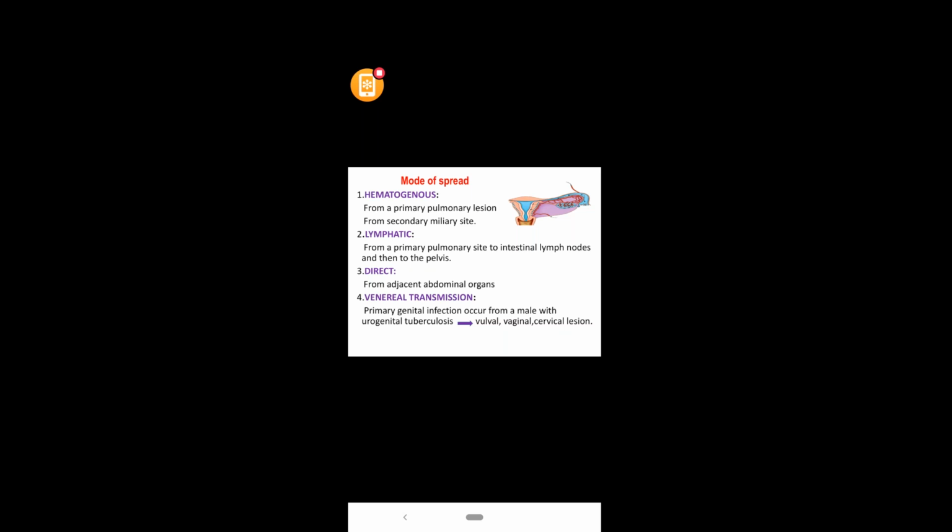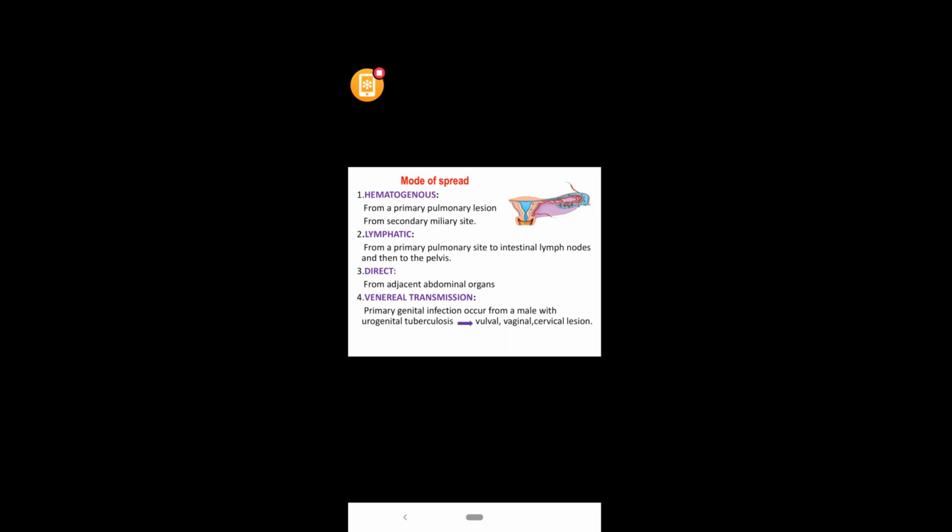The next mode of spread is lymphatic spread. From a primary pulmonary site to intestinal lymph nodes and then to the pelvis, the spread will be there. And directly from adjacent abdominal organs like the gastrointestinal tract and kidney, TB can also spread to the genital tract.